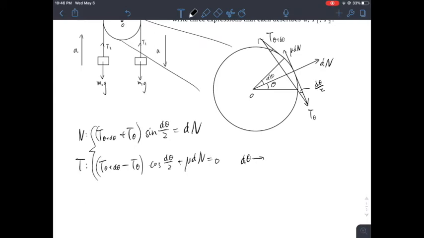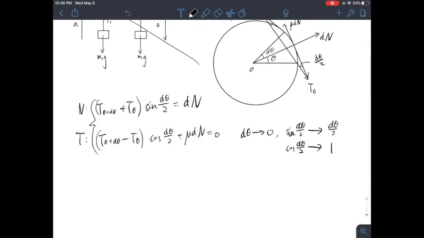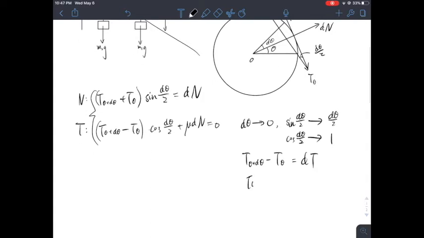In the tangential direction, T theta plus d theta minus T theta, times cosine of d theta divided by 2, plus mu dN equals 0. Then when d theta approaches 0, sine of d theta divided by 2 approaches d theta over 2, and the cosine of d theta over 2 approaches 1. The difference T theta plus d theta minus T theta will be just dT, the increment of T. Then the sum of the two tensions we can approximate as 2T. Then we can rewrite our equation in the following form.